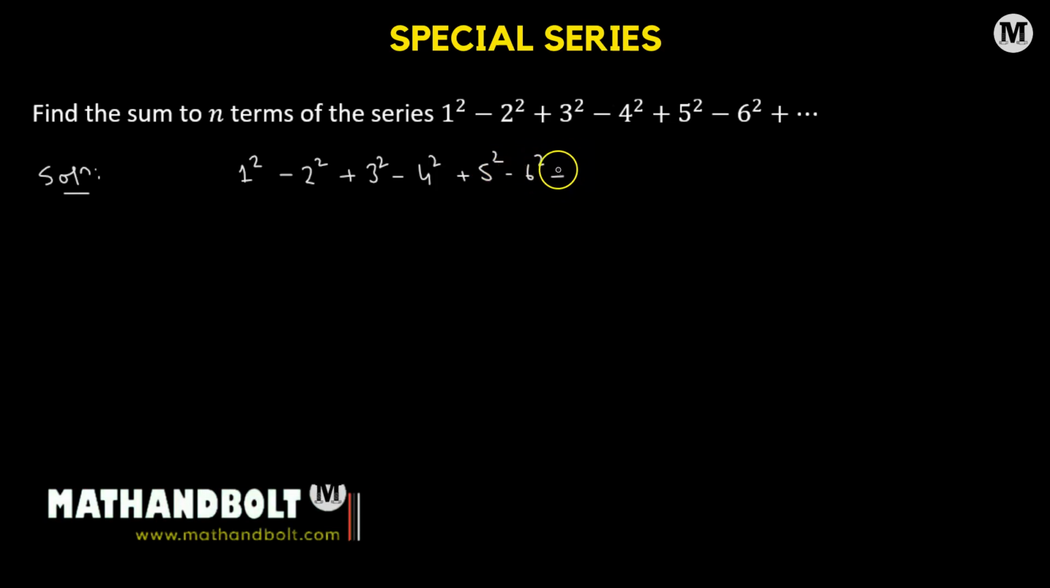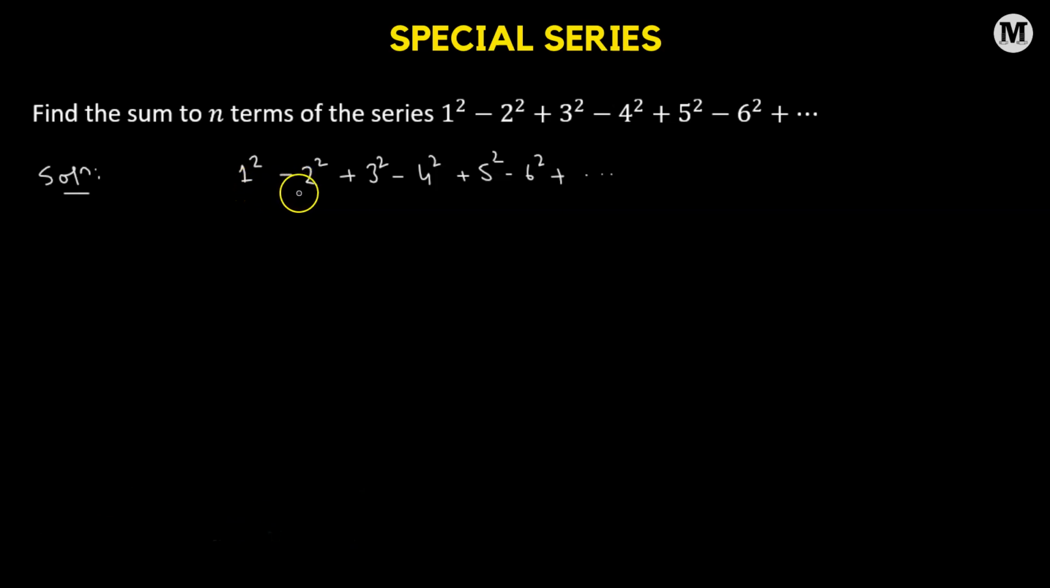As we can see here, these signs are changing. First it was positive, then it became negative, then it became positive and became negative. So that's why it's referred to as an oscillating series. Now, our goal will be to find out the sum to the nth term. So let's say we represent our nth term as Tn.